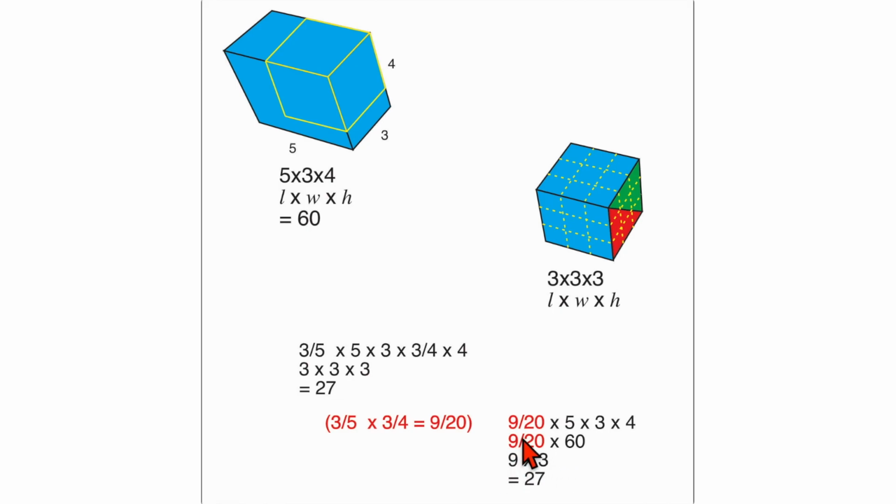So you can check this by calculating 9/20 of 60. So the 9/20 is this 3/5 times this 3/4. So that equals 9/20. And so 9/20 of 60, 3 times 4 times 5, or 5 times 3 times 4. So 9/20 of 60. 60 divided by 20 is 3. 9 times 3 is 27.